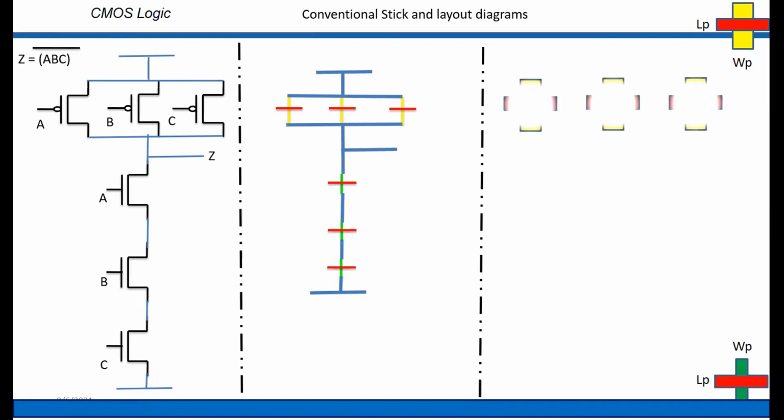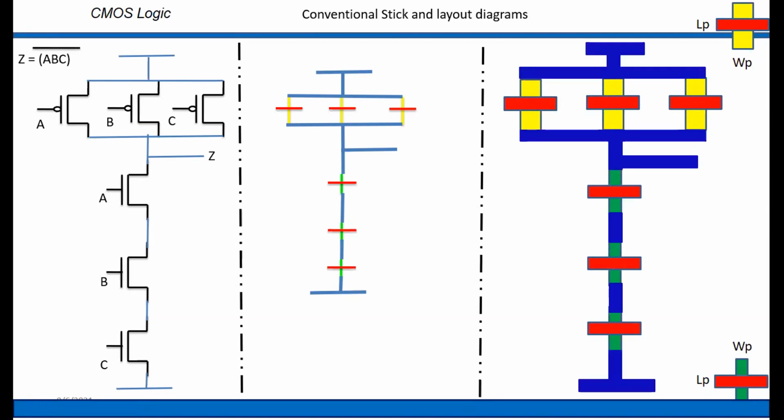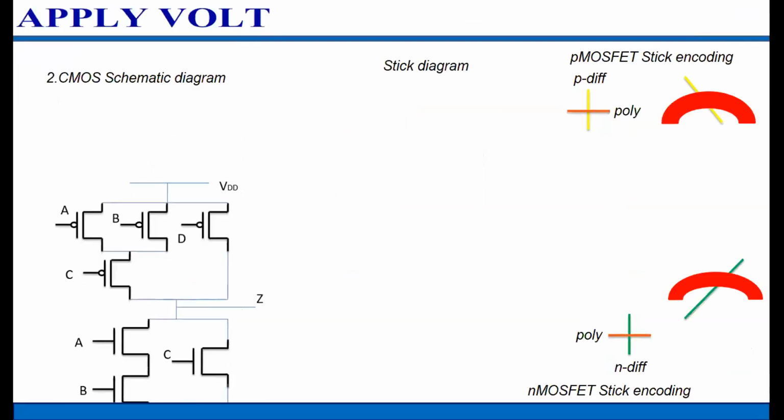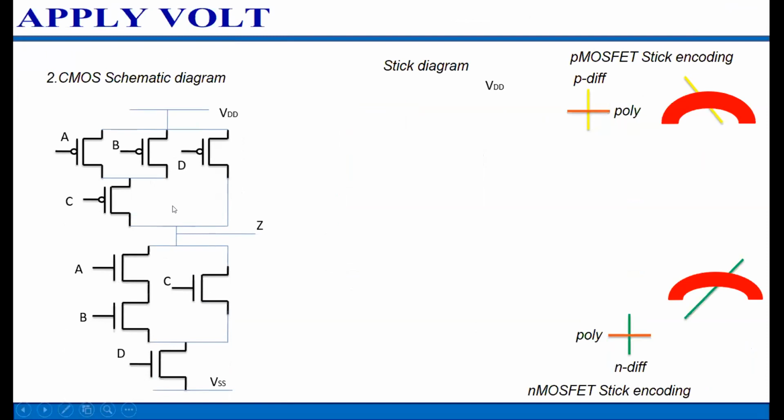See, on the left-hand side is my schematic, what I worked out and finalized. In the middle is my stick diagram, which is only the reference. And on the right-hand side, I have my layout for the selected schematic. And what can I do with the layout? Yes, I can do a lot. Now, just a randomly selected equation.